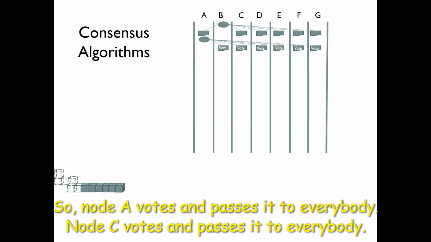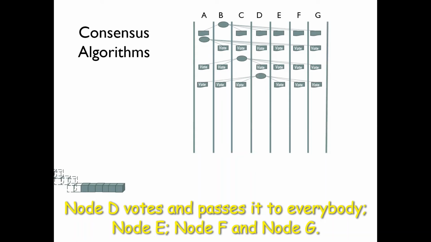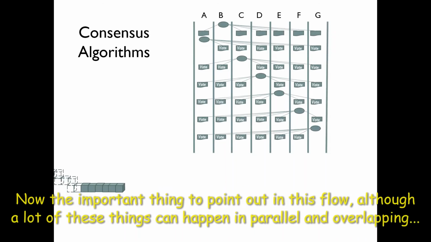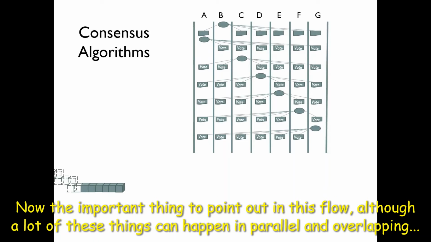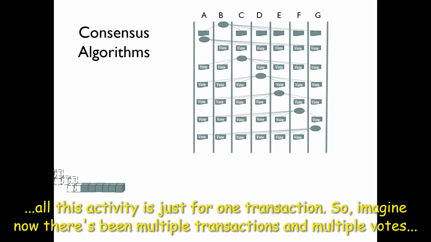So node A votes and passes it to everybody. Node C votes and passes it to everybody. Node D votes and passes it to everybody. Node E, Node F, and Node G. Now, the important thing to point out in this flow, although a lot of these things can happen in parallel and overlapping, is that all this activity is just for one transaction.